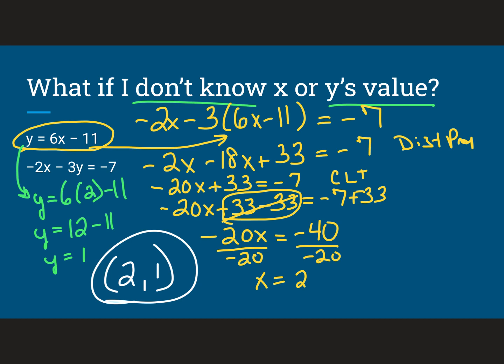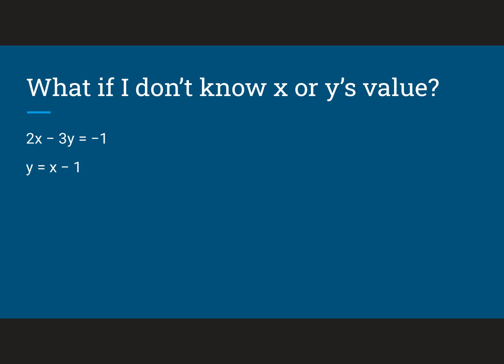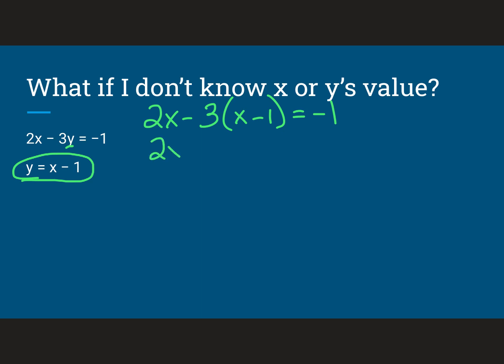Okay, let's try another one. Here, I know that y equals x minus 1, so I'm going to put that in for this y right here. So I have 2x minus 3 times, and remember y is x minus 1, equals negative 1. So I'm going to use my distributive property, so I have 2x minus 3x, and then negative 3 times negative 1 gives me a positive 3 equals negative 1. Okay, so 2x minus 3x gives me negative x plus 3 equals negative 1.